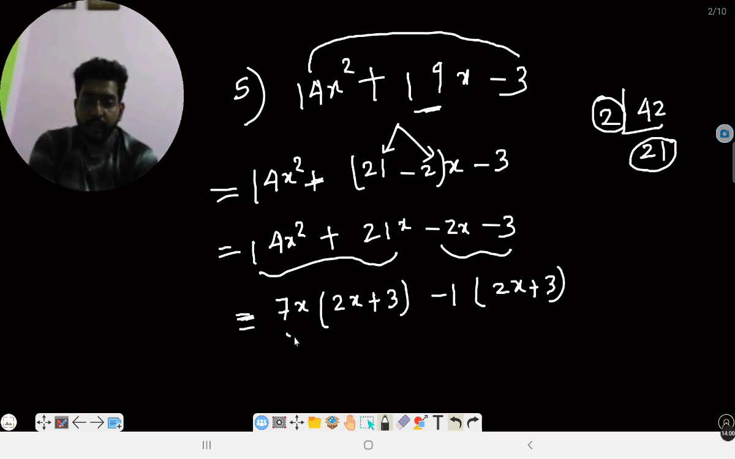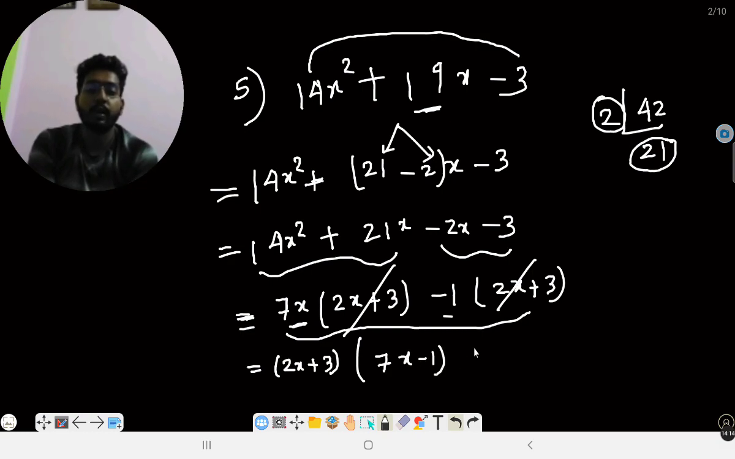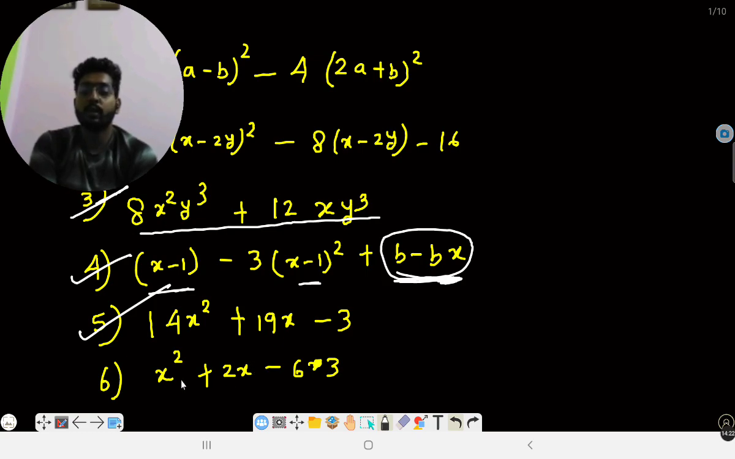Now again from these two, what is a common element? We can see 2x plus 3 is the common element. That means if I take 2x plus 3, what will be the remaining element here? 7x, and here it is minus 1. So 7x minus 1. So that will be the answer. So this is question number 5. Okay, done.